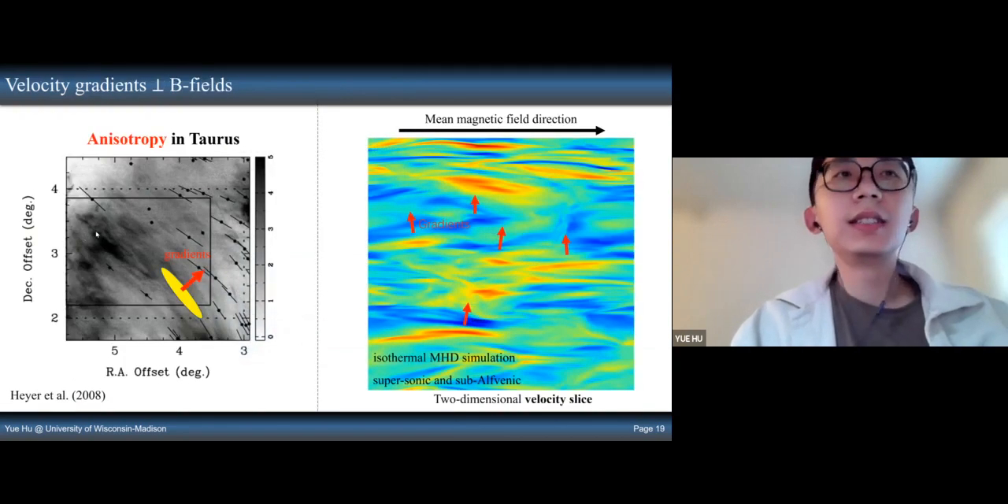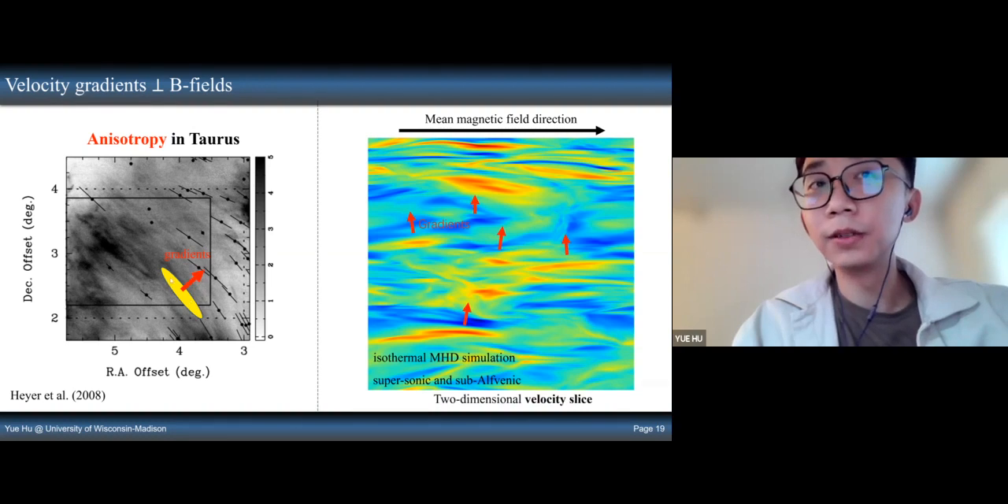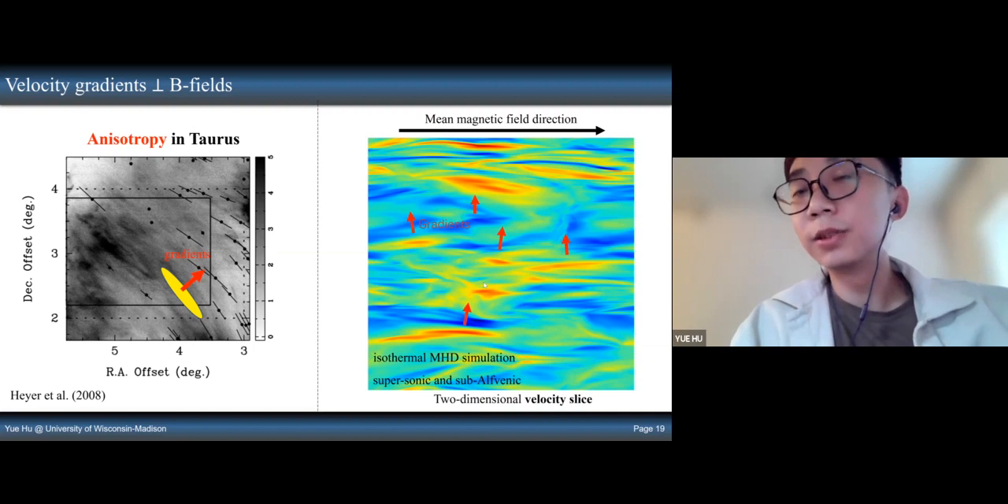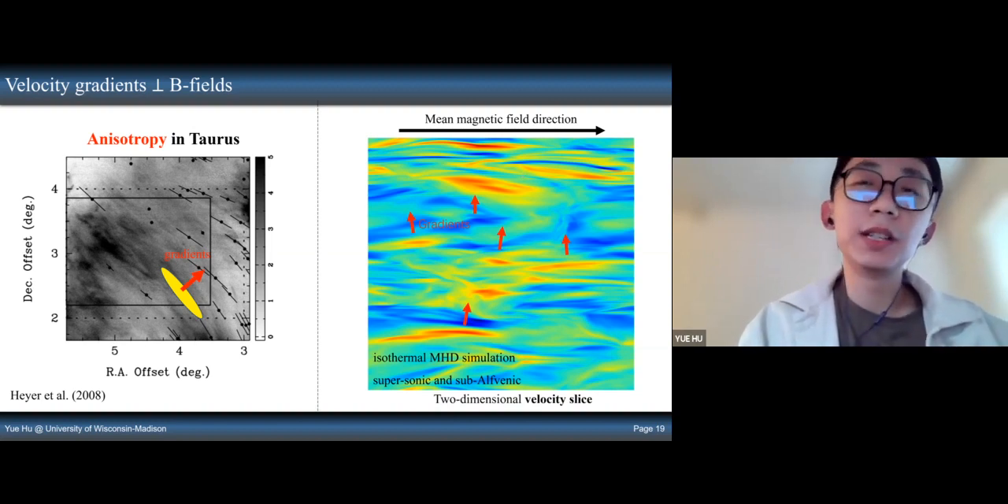And here again is a plot we already saw before. That's for a torus. In observation, we see such anisotropy, and if we calculate the velocity gradient, presumably it will be perpendicular to the magnetic field and perpendicular to the eddy. Such anisotropy is also widely observed in our numerical simulation. Here we can see apparent striations or elongated velocity structures along the mean magnetic field direction. So statistically, we can use the velocity gradient to trace the magnetic field.